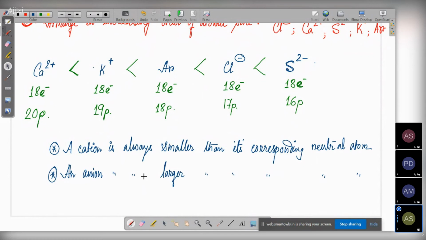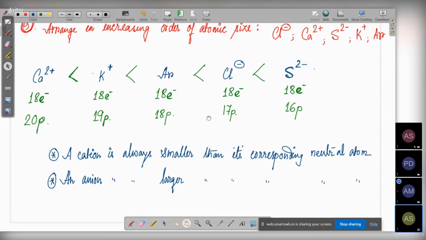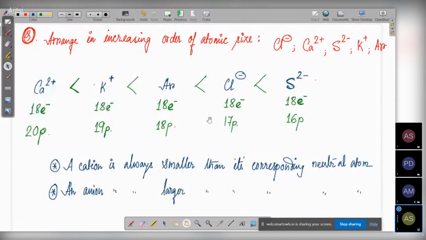Okay. Is the question and its answer clear to everyone? Yes, sir. So if the number of protons is more than the number of electrons, then atomic size will decrease. Greater the number of protons, smaller will be the atomic size. Whereas if the number of electrons is more than the number of protons, then the atomic size will increase. Greater the number of electrons, larger will be the atomic size. Okay, so this was about the ions arrangement in the order.